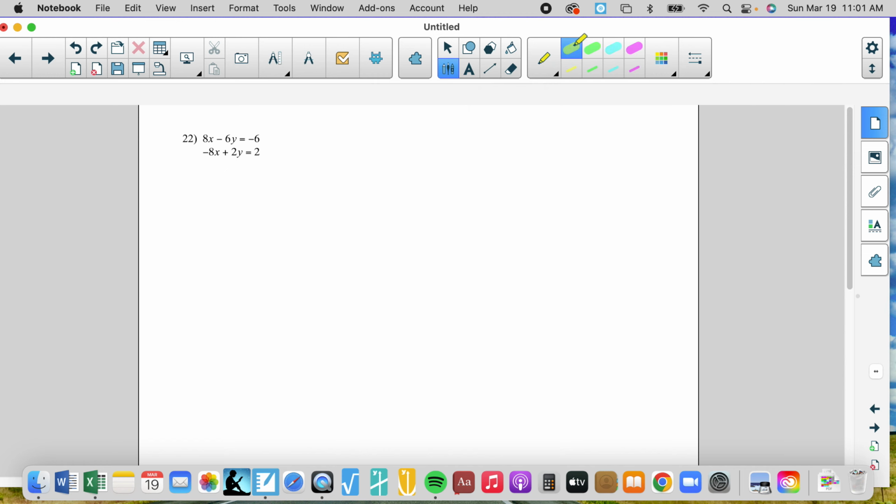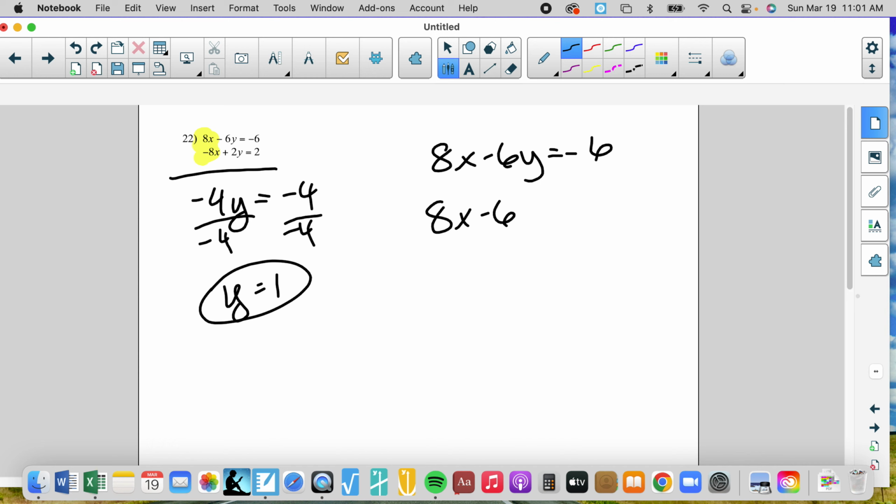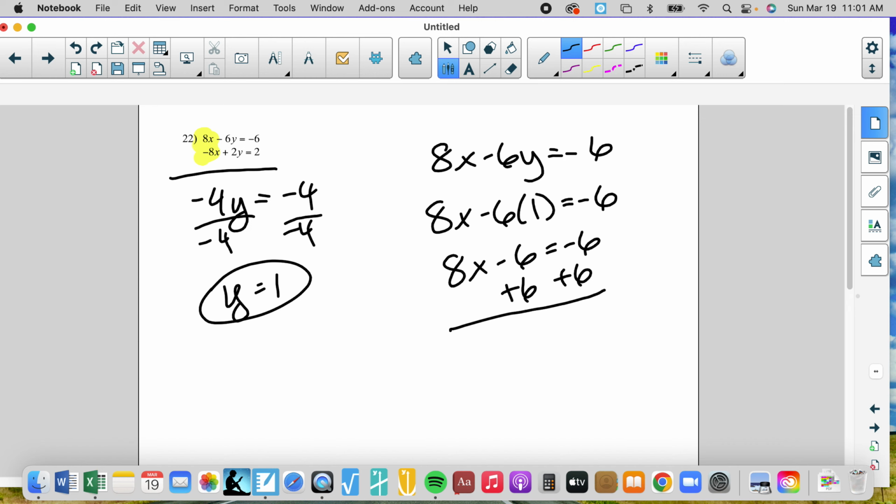Which variable cancels? If they do, yep, that did. That's nice. So those are going to cancel out. I have -6y and +2y, which is -4y. -6 and 2 gives me -4. Divide both sides by -4. Y equals 1. Pick an equation. Take the top one. Plug in for the y value. 8x minus 6 equals -6, plus 6 plus 6. 8x equals 0. Divide by 8. X equals 0.